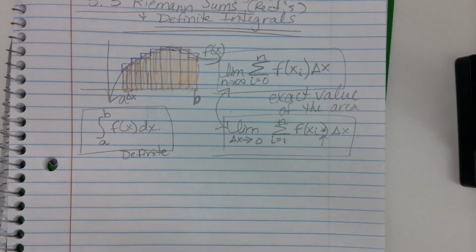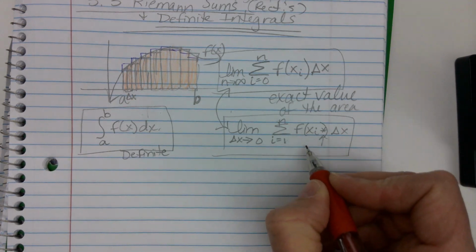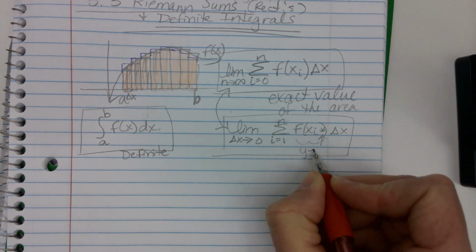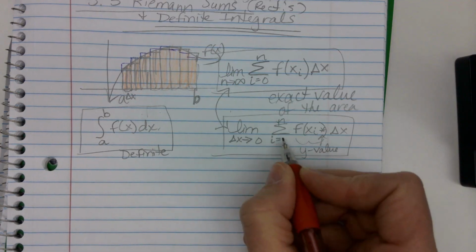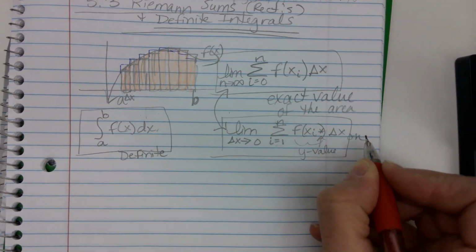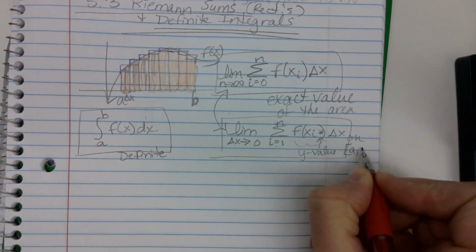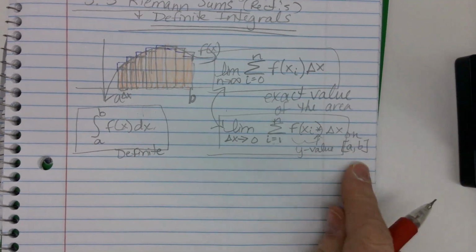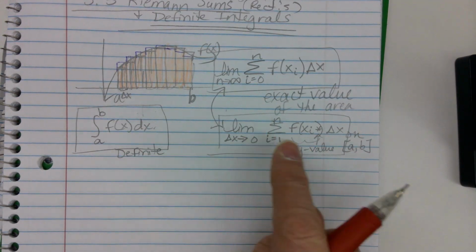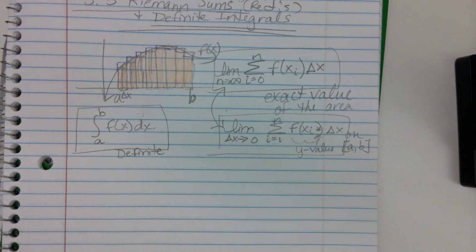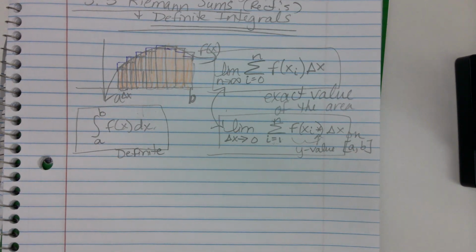No, actually, the f of x sub i is the y value for these changing x values, on an interval. They will give you an x interval. It is the y value for each box, as you move from a to b. Does that make sense? Yes, ma'am. Okay. Anybody else?